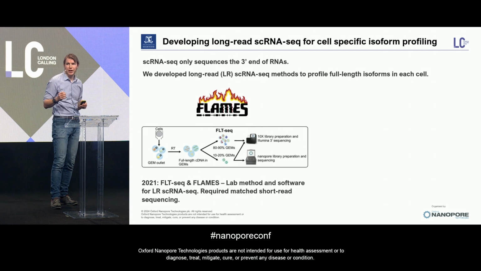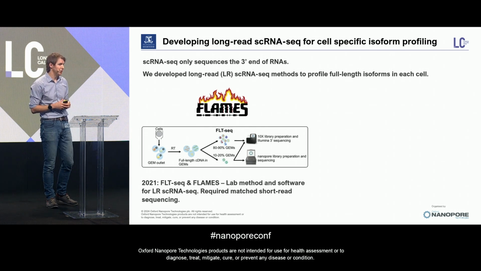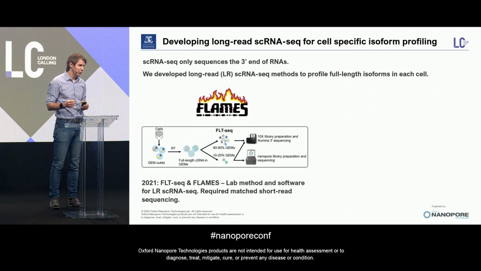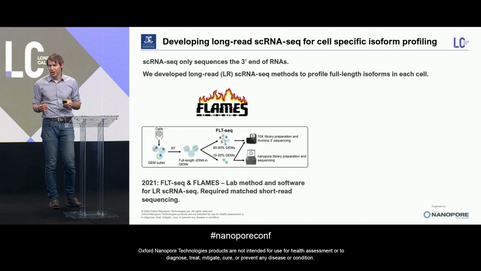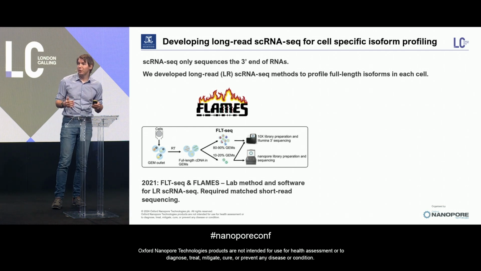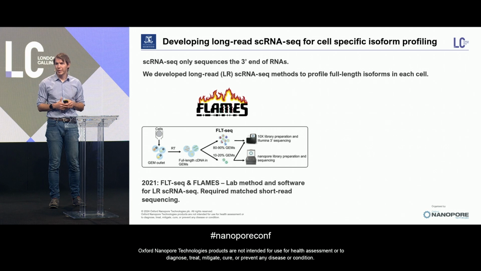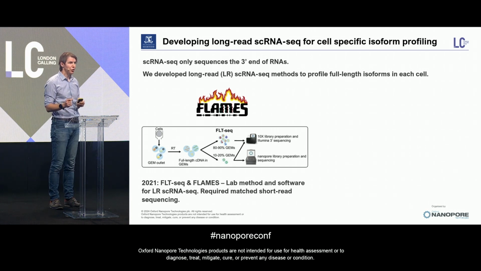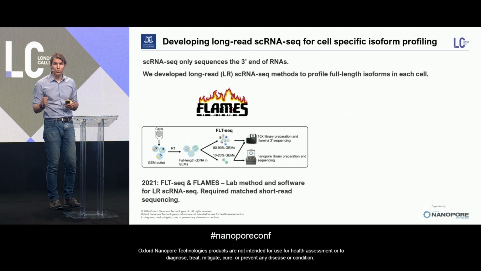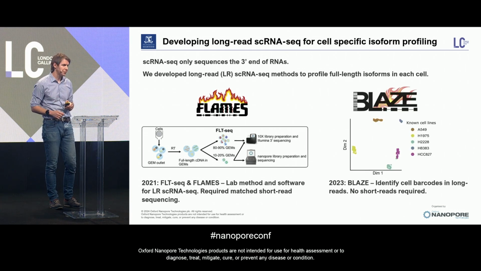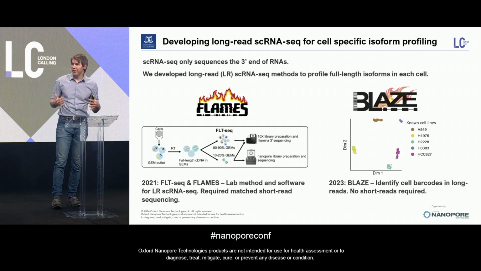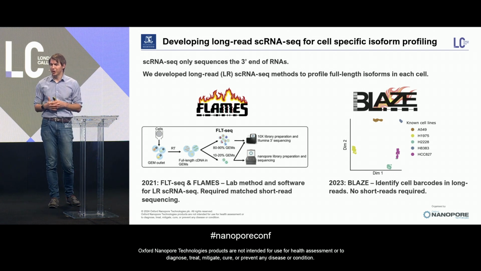And so working with Matt Ritchie and collaborators in Melbourne, in 2021 we published FLT-seq and FLAMES. This was both a lab method and software to do long-read single-cell sequencing. At the time, it required matched short-read sequencing in order to find those barcodes and work out which read came from which cell. Last year, we had an update to this with another piece of software called Blaze.